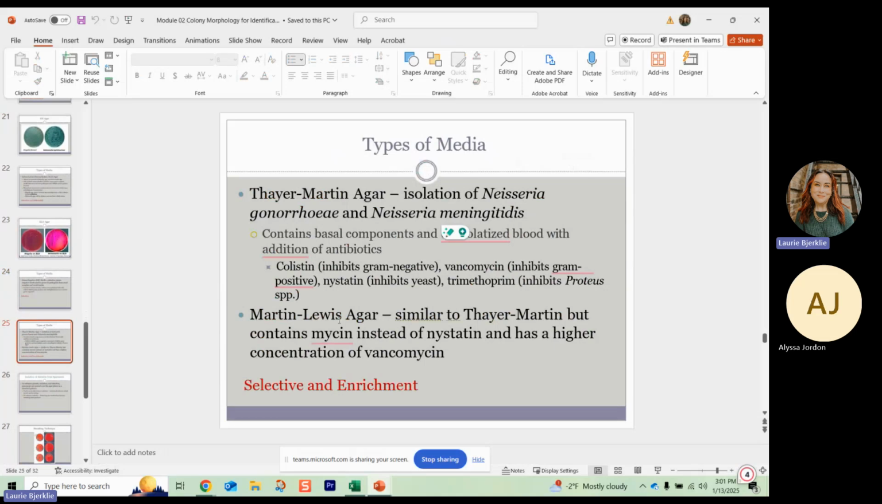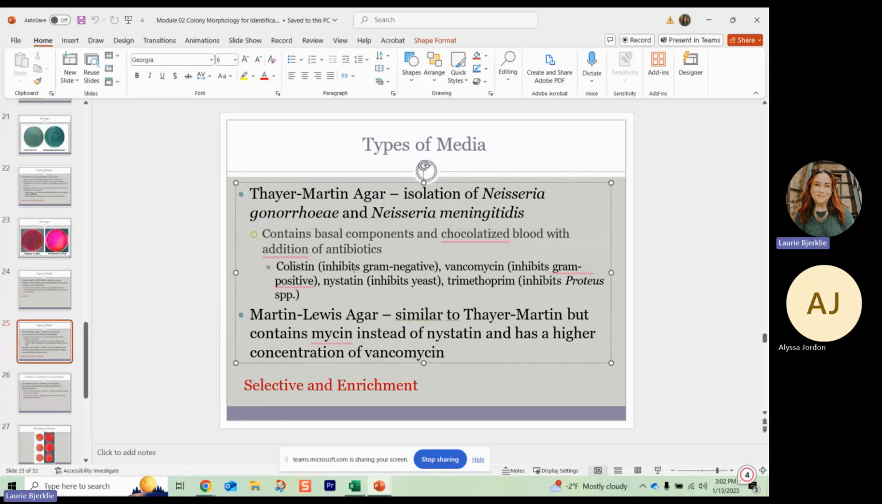But Thayer Martin agar and Martin Lewis are used to specifically look for Neisseria. That is why it's selective: they're selectively looking for Neisseria. It is enriched because, again, Neisseria are fastidious. They are picky buggers. They want extra stuff. So they are enriched with extra nutrients to ensure the Neisseria will grow. Now, the way they ensure that only Neisseria grows and nothing else is they have a bunch of antibiotics in the agar. So it's basically a chocolate agar filled with antibiotics. The chocolate agar gives them the extra nutrients to be enriched.